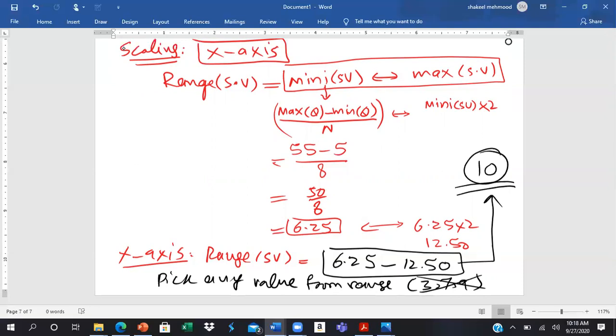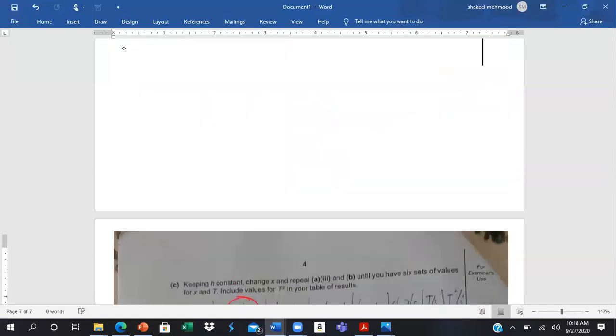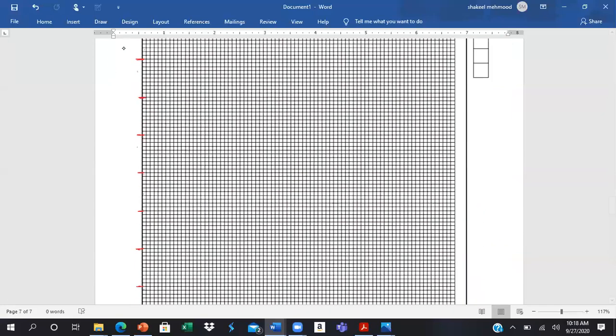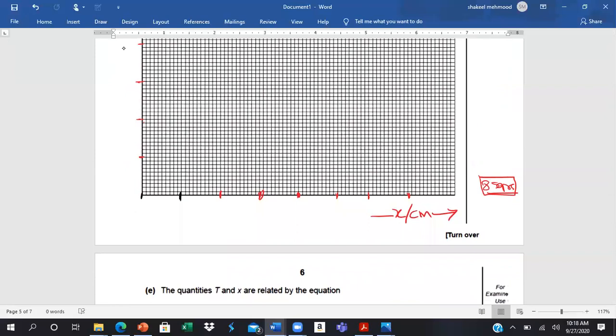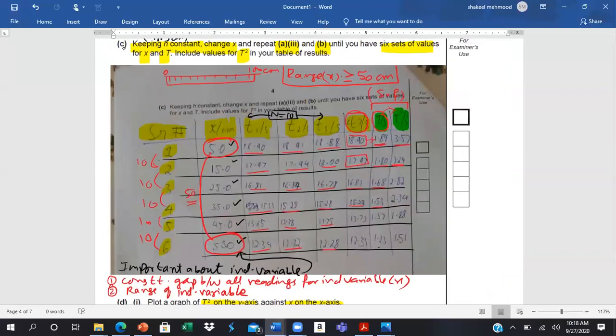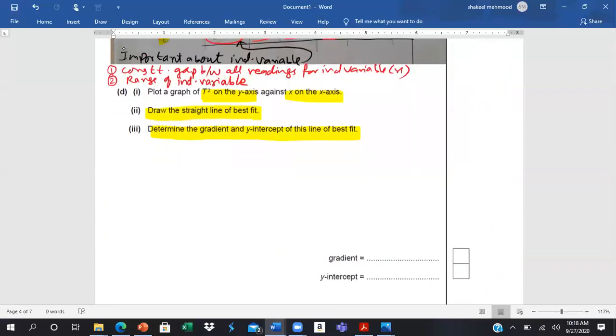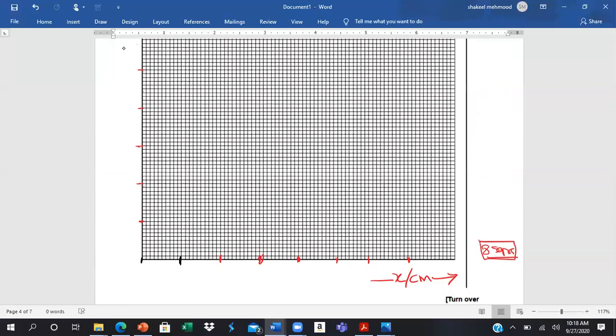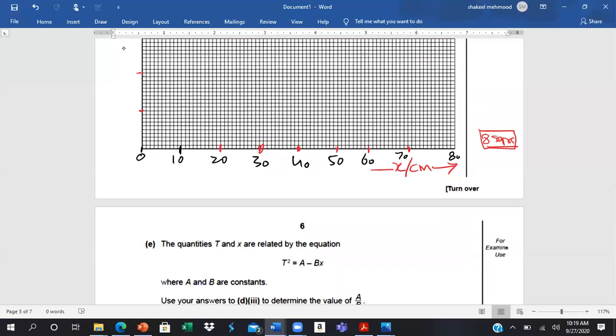So what I will do is I will keep the value of each big unit along x-axis as 10. Now I have to see what the smallest value along x-axis is. The smallest value is 5, right? So I can start the origin from 0. So this is like 0, 10, 20, 30, 40, 50, 60, 70, and 80. So my scale values are done.